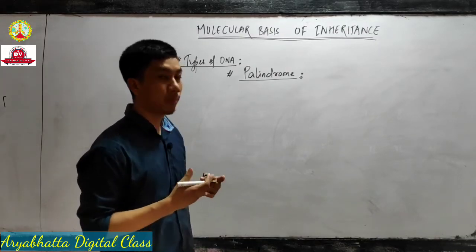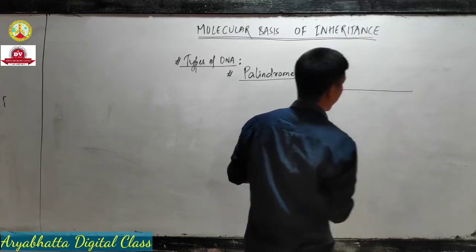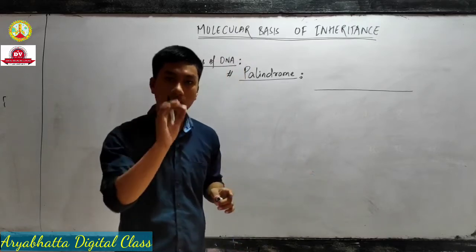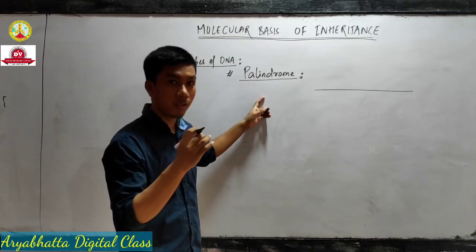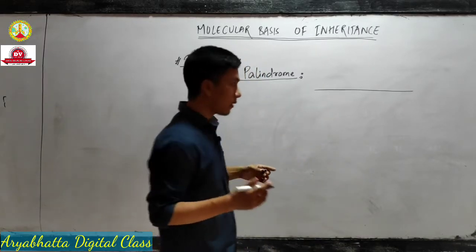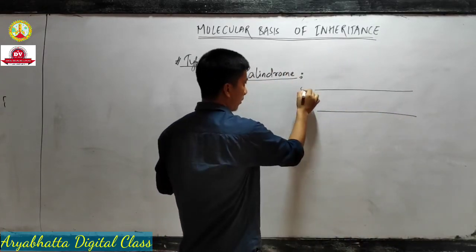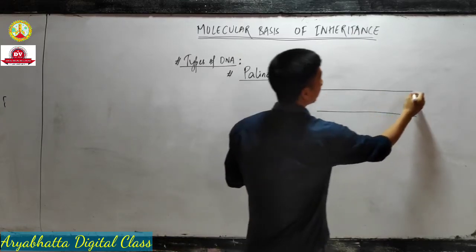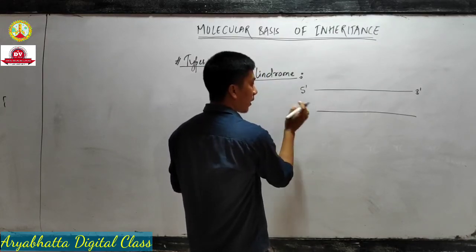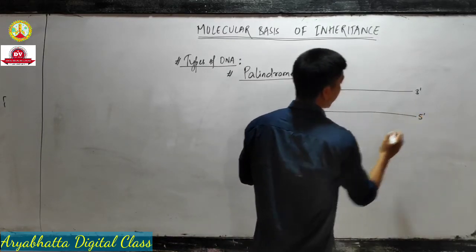Now for our concern, to make it easy, let me draw a straight line. This is one strand of DNA. Normally the strand is not straight, it is helical, but for our understanding, I am drawing it as a straight line. This is one strand, this is another strand. One strand has 5 prime, and the end of that strand is going to have 3 prime. Complementary to that, if it is 5 prime, the other strand is going to have 3 prime, and the end of that is going to have 5 prime.